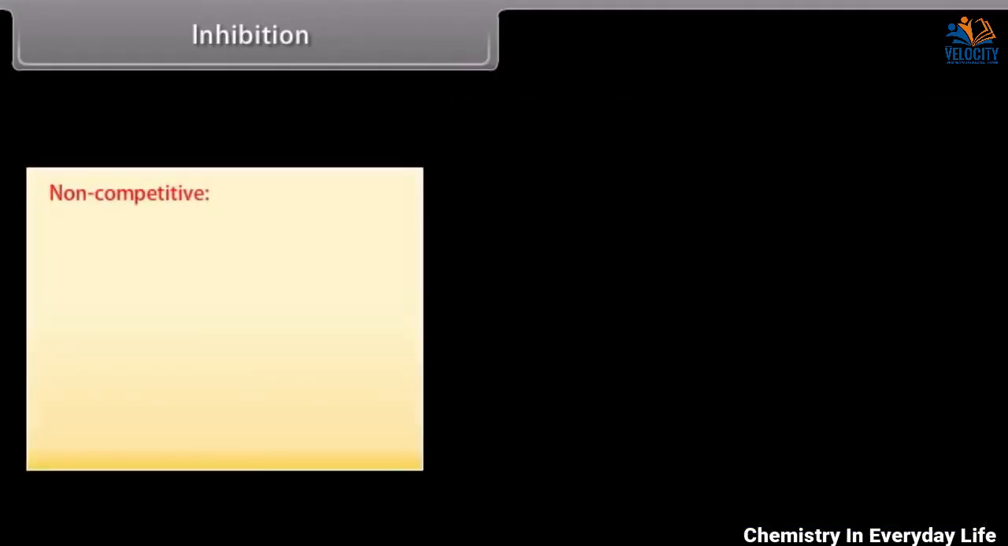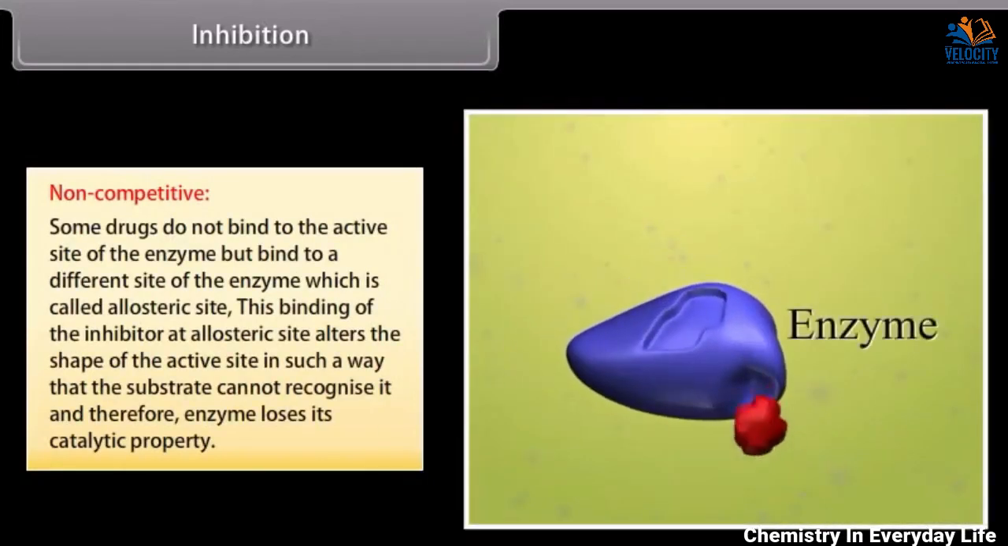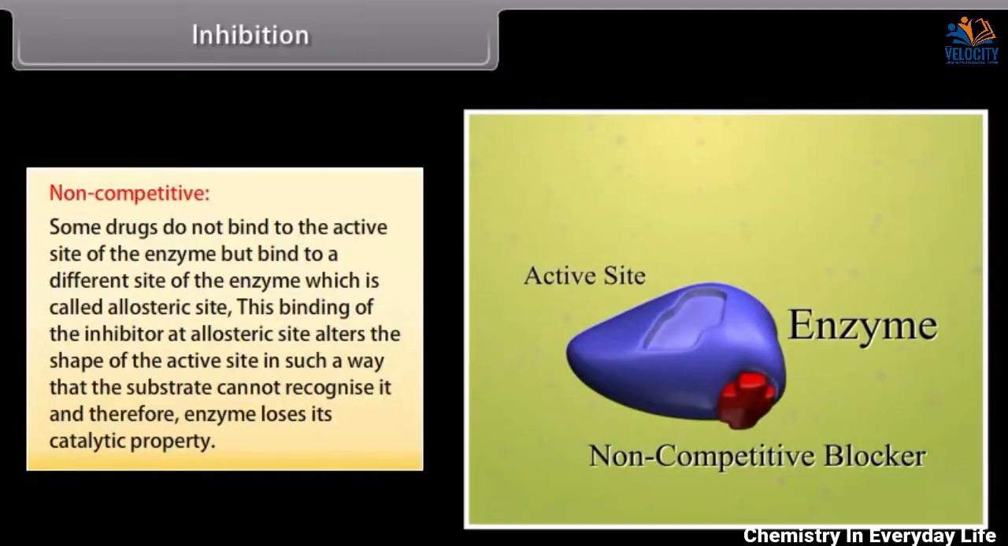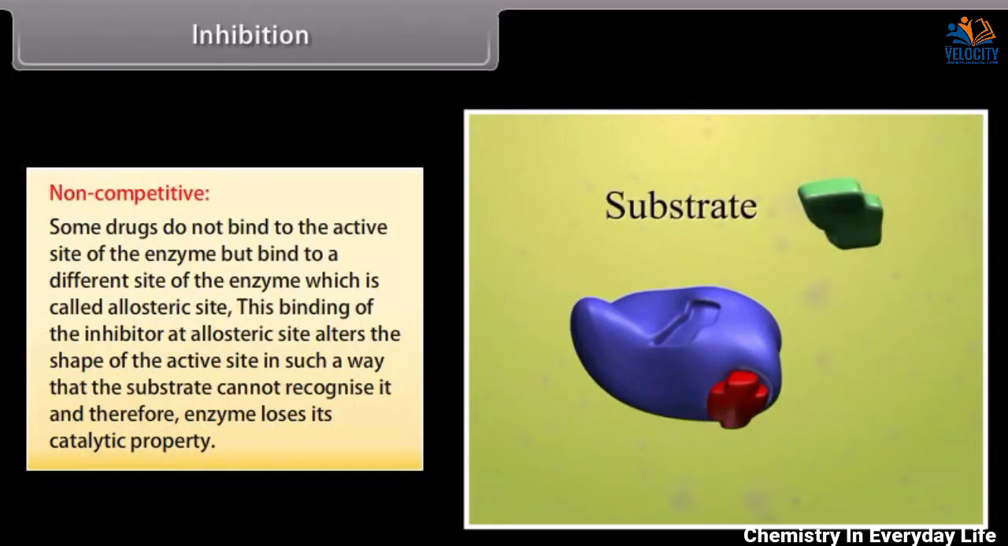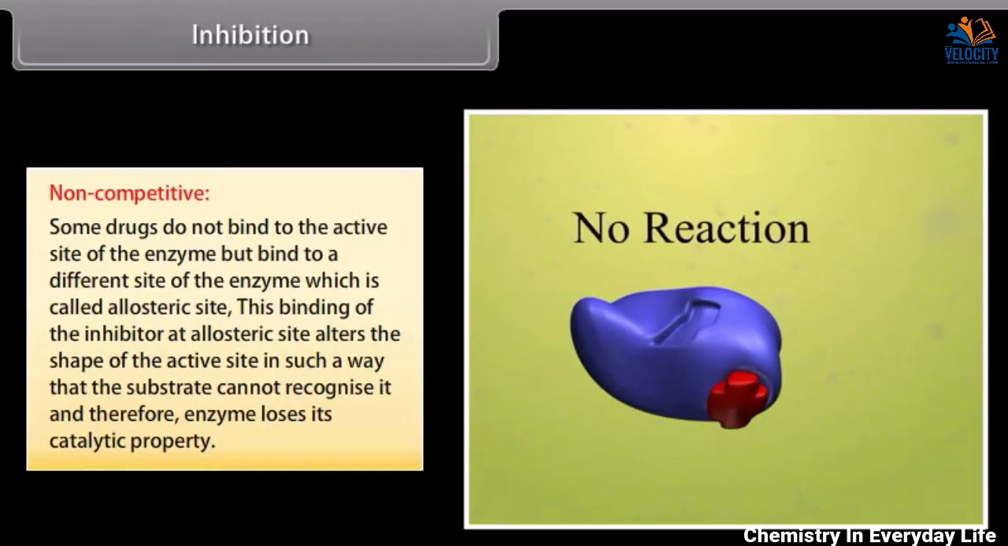Non-competitive. Some drugs do not bind to the active site of the enzyme but bind to a different site of the enzyme, which is called allosteric site. This binding of the inhibitor at allosteric site alters the shape of the active site in such a way that the substrate cannot recognize it, and therefore enzyme loses its catalytic property.